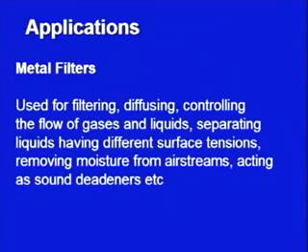Which property of powder metallurgy products is being used here? It is the porosity, because metal powder products made by powder metallurgy are porous, they have pores inside. So, these pores sometimes act as arresters of moisture. Suppose we want to remove the moisture out of an air stream, we will pass the air stream with moisture through these metal filters, the moisture will be arrested and only the air will pass. Similarly, these can act as sound deadeners. Moreover, we can separate liquids having different surface tensions also using metal filters.